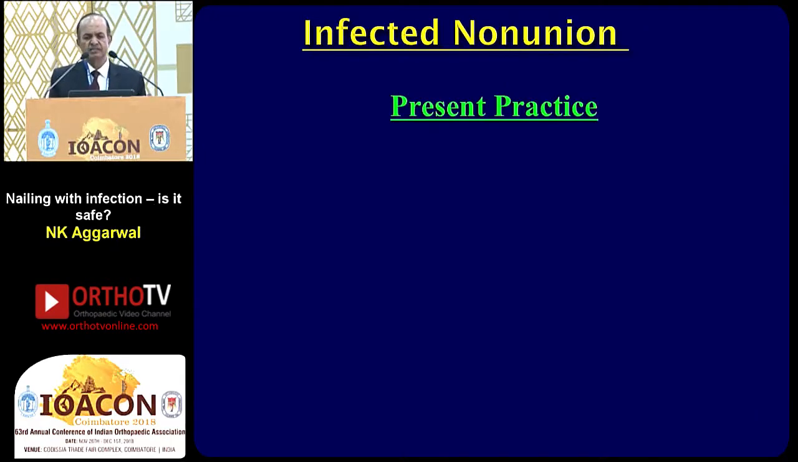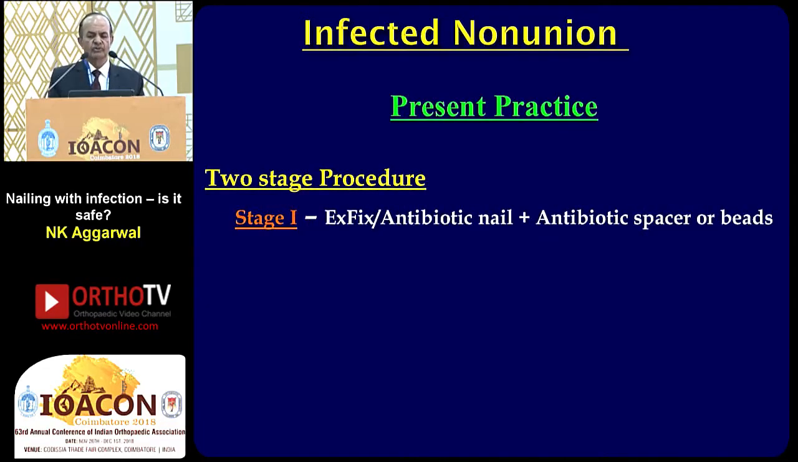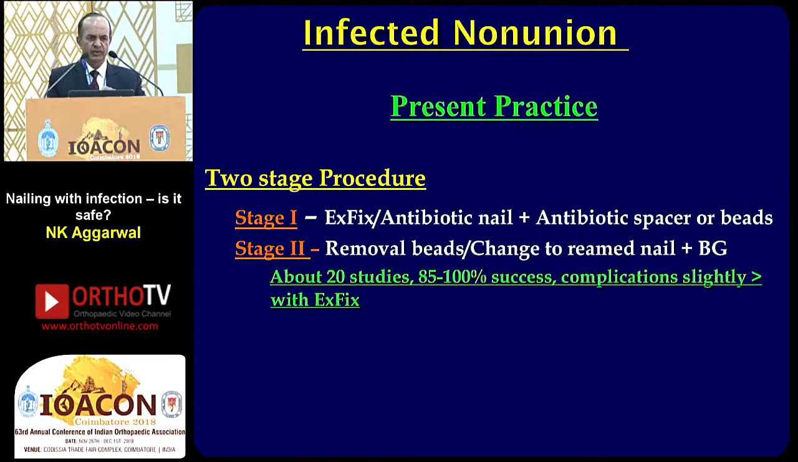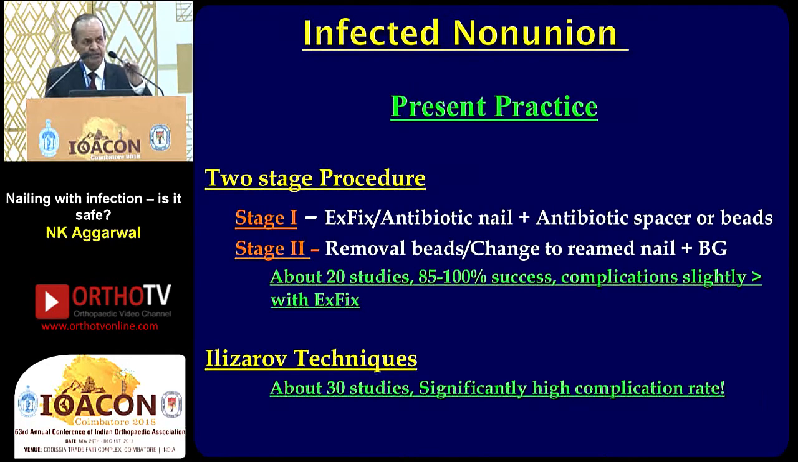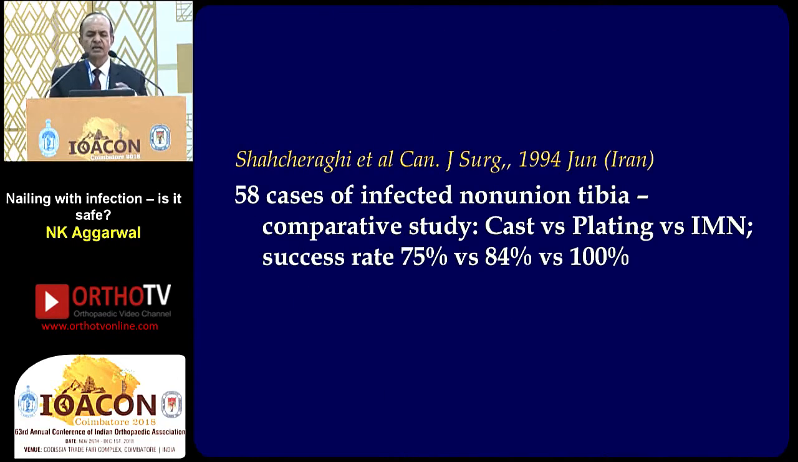Mostly, at most places, the present practice is still a two-stage procedure. The first stage is control of infection by antibiotic nail or antibiotic spacer or beads, and the second stage is we remove these beads and antibiotic nail and then ream again and stabilize with an interlocking nail. And there are about 20 studies with about 90%, 95% success rate. Whenever we use external fixation, the complication is slightly higher. The Ilizarov techniques, there are about 30 studies in literature, but the complication rate is significantly high as compared to nailing.